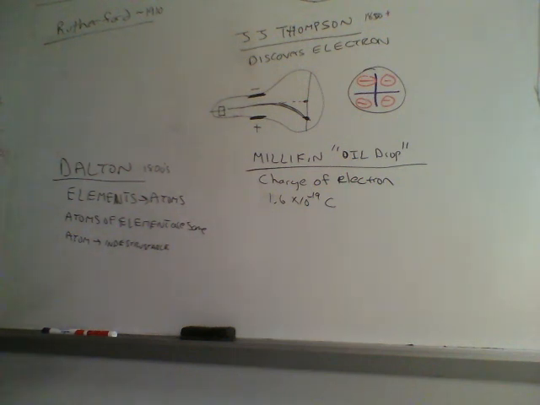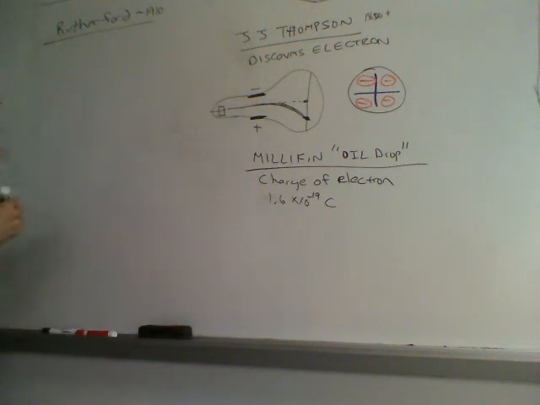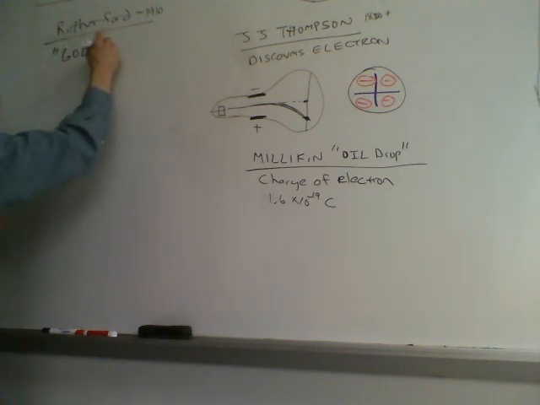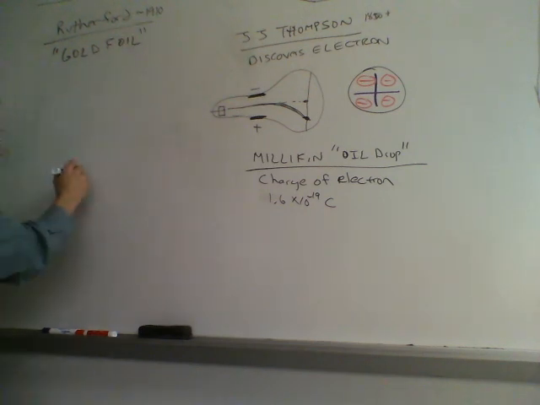So this is a big move forward. And so poor Dalton, you've got to go, we need some space. So Rutherford comes along, and what he does is discover the nucleus. And this is his famous experiment called the gold foil experiment. And here's how it kind of goes.